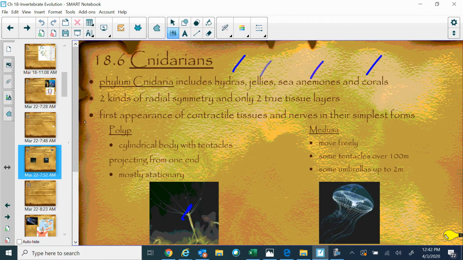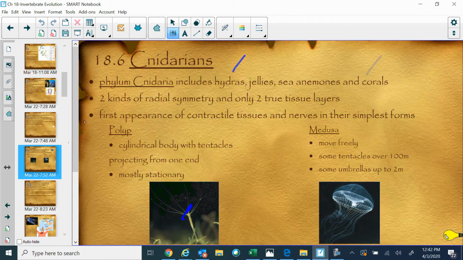That's a hydra. So the polyp form is this cylindrical body. It's got these tentacles that come off of it, and it's mostly stationary. The mouth is there on the top.